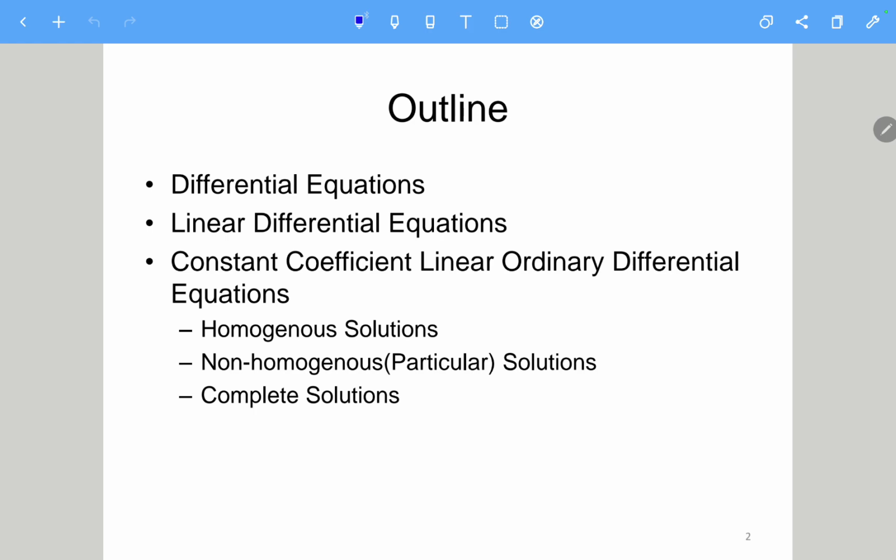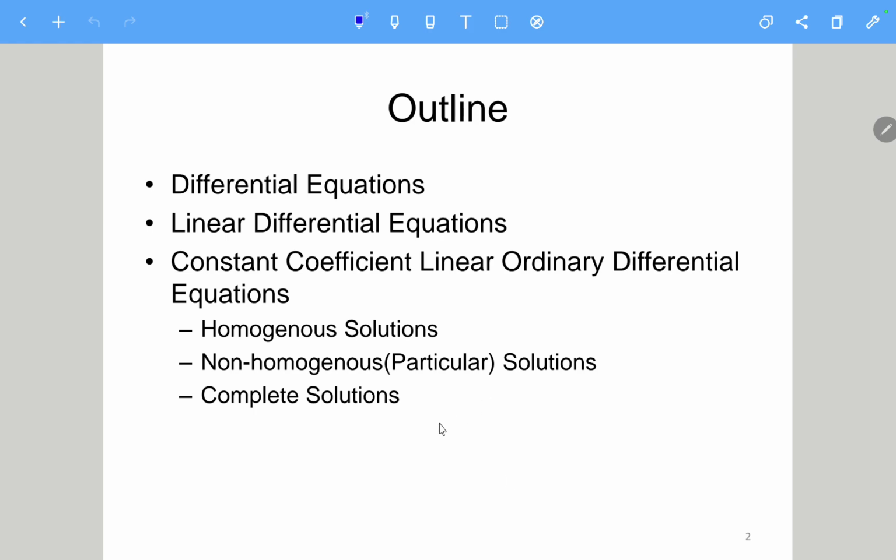And then we talk about constant coefficient linear ODE. Constant coefficient means the coefficients of the differential equation are constant, which means that they are not related to time. It makes this kind of constant coefficient linear ODE have a systematic way to solve.